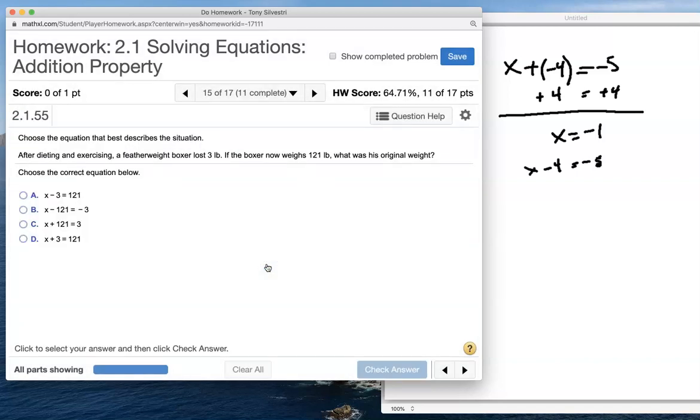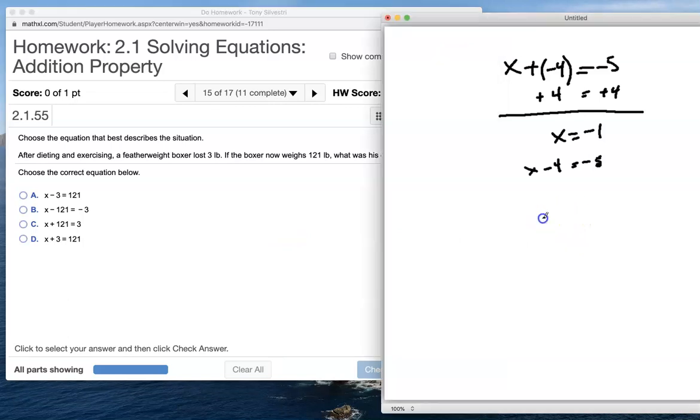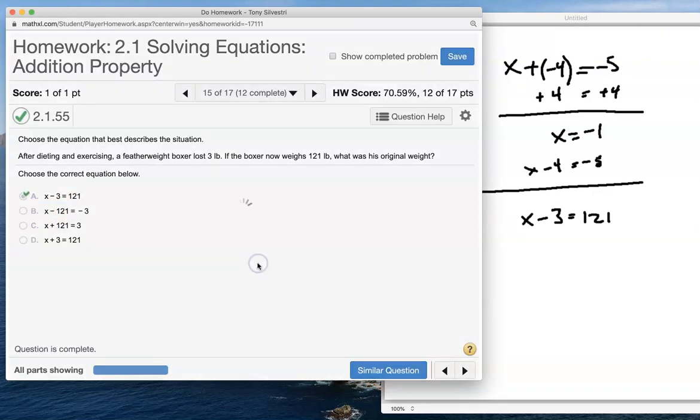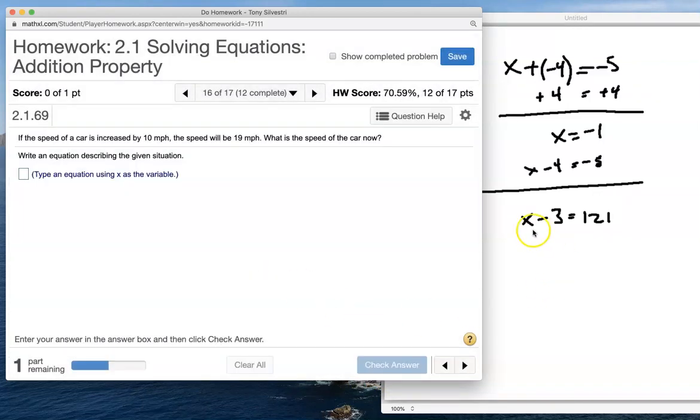After dieting and exercise, a featherweight boxer lost 3 pounds. The boxer now weighs 121 pounds. So what was the original weight? Okay, the original weight was X. Love that variable. He worked out, lost 3 pounds. As a result of losing that 3 pounds, he gets 121. So I'm going for this one here, A. And that's it? Okay. He must have been 124 pounds before, but that's okay.